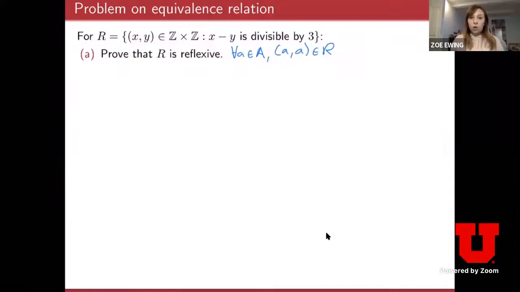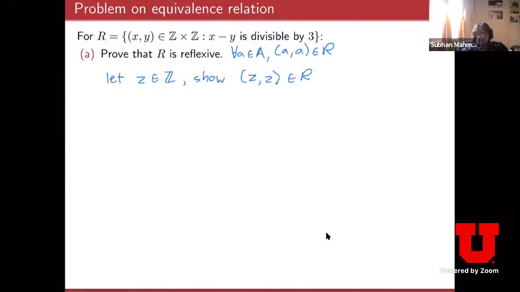Okay, so to start with a reflexive proof, let's just say that z is in the set of integers. All right, and eventually we want to show that z to z is in the relation. So how would we accomplish that? What's our first step?